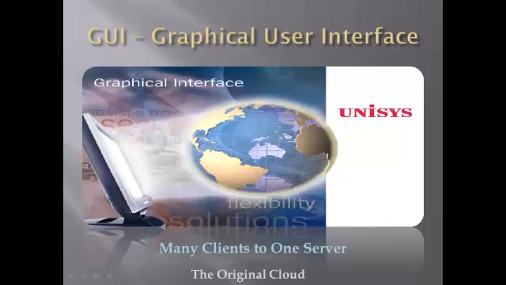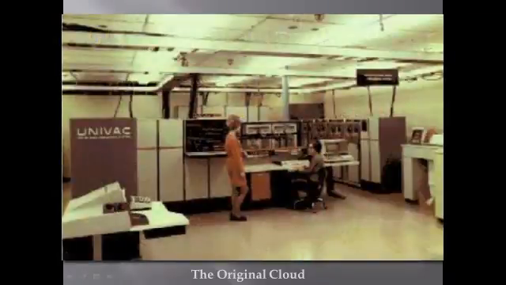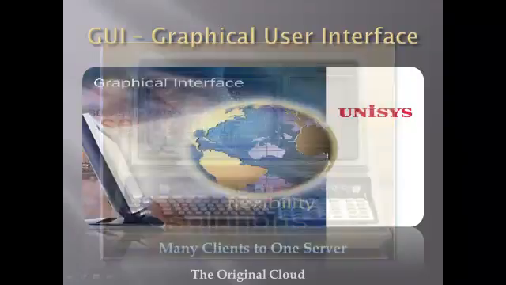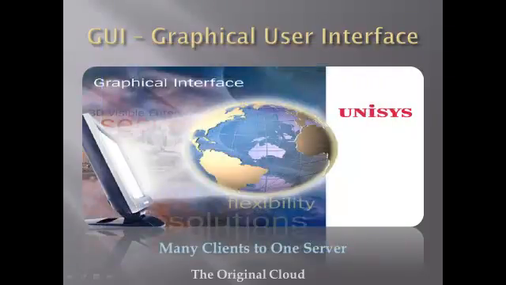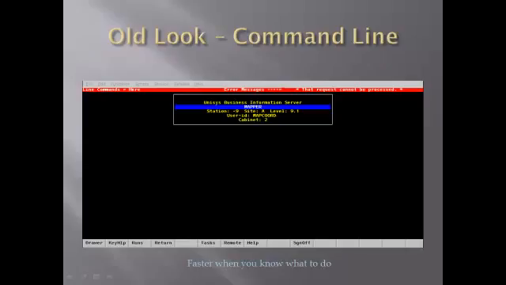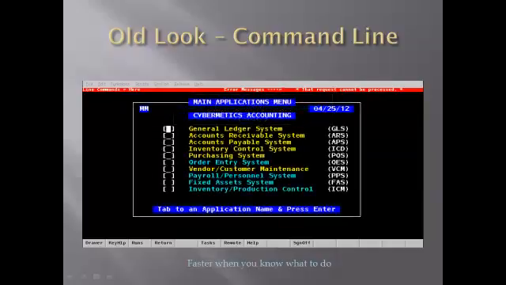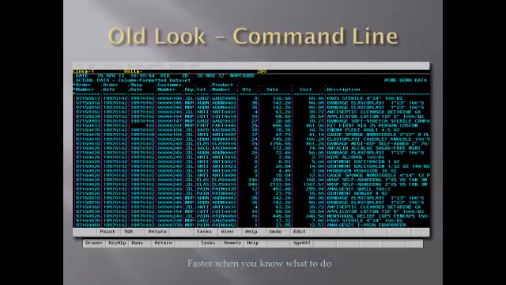MAPR is accessed by a client to the main server. This is, by the way, the original cloud, when you had a mainframe with many dumb terminals accessing it. This is essentially where everything is going back to, in relationship to not having applications or your content stored on your local device. The old look was a command line operating environment where you would enter your commands here and your error message would show up here, and in the body of the screen you would have your application or report data.